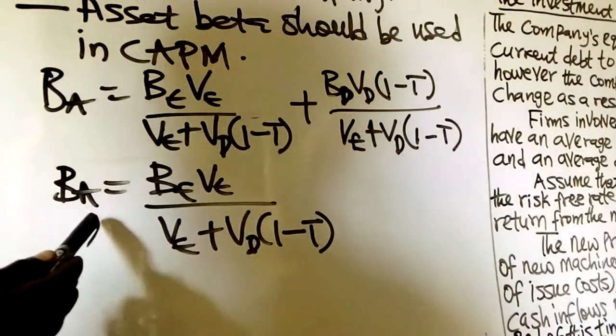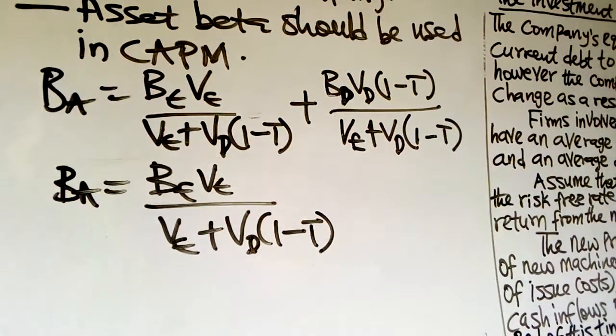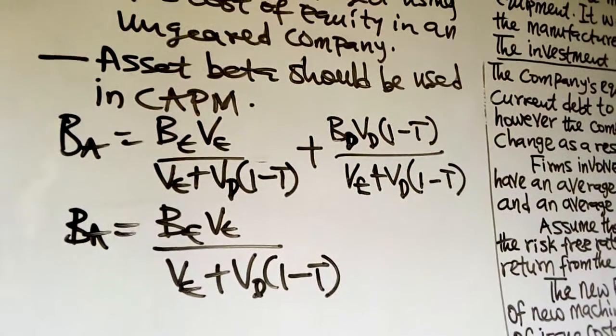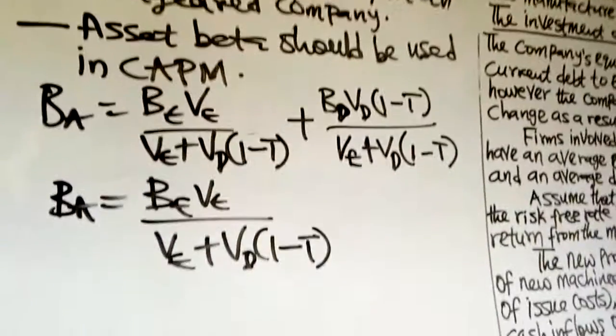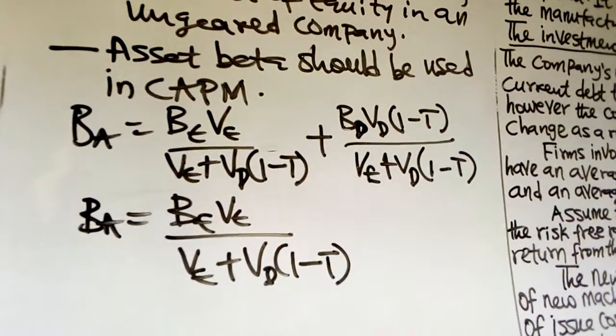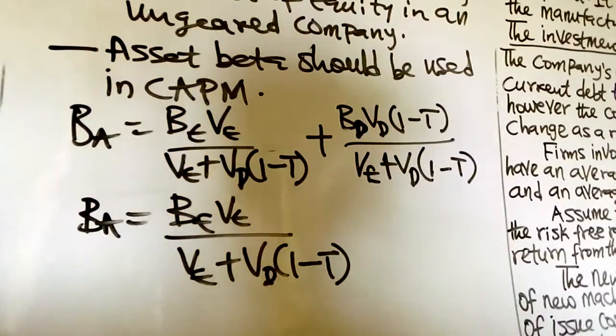For better understanding, please go over my lecture on capital structure, especially the determination of appropriate beta to use for project finance. I've told you that you assume the project is all equity financed. So you are going to discount the project using the cost of equity in an ungeared company. And the beta to use in your capital asset pricing model formula should be the asset beta, not equity beta. I've given you the formula for asset beta.